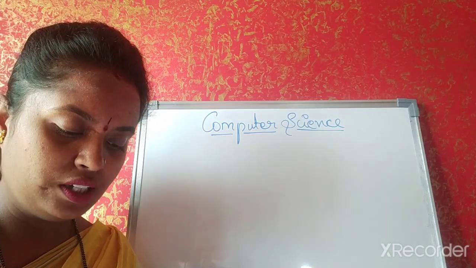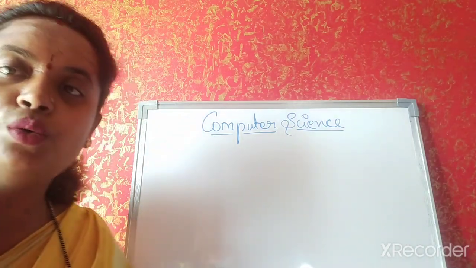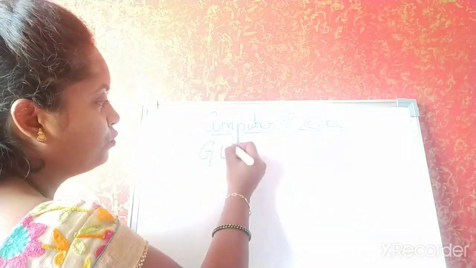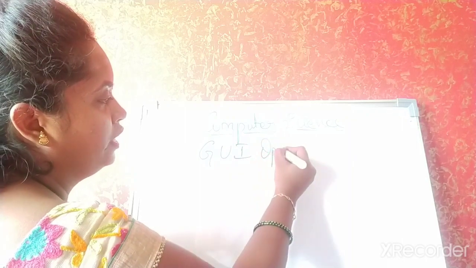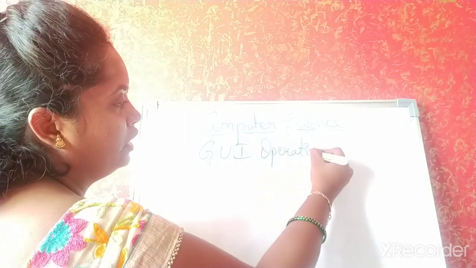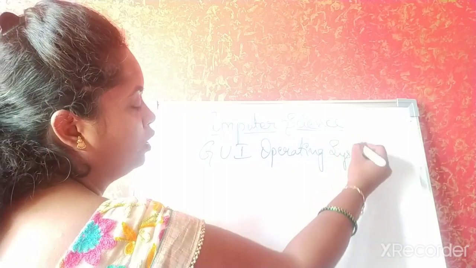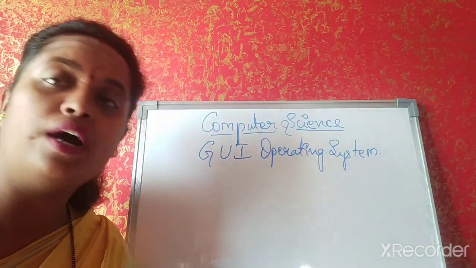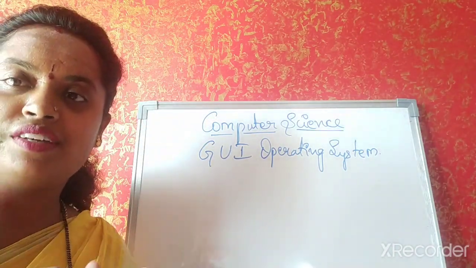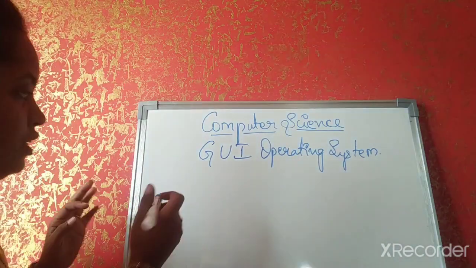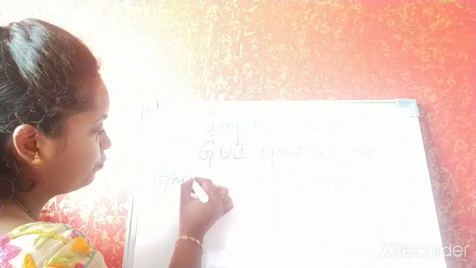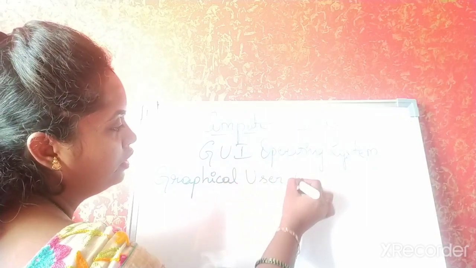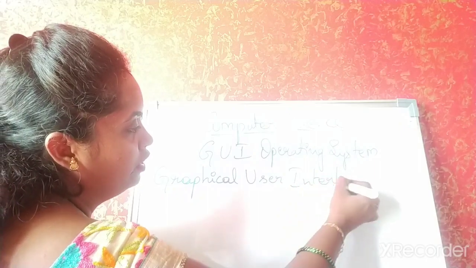Now we'll be moving on to the second topic, that's your GUI operating system. Fine children. So what is this GUI? GUI is nothing but graphical user interface. The full form is graphical user interface.